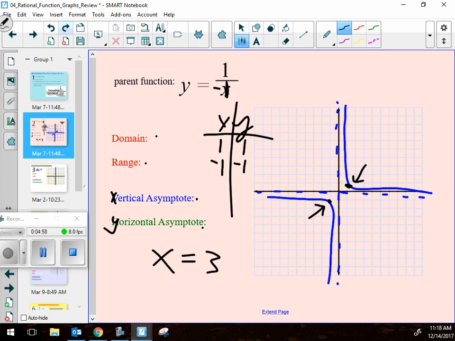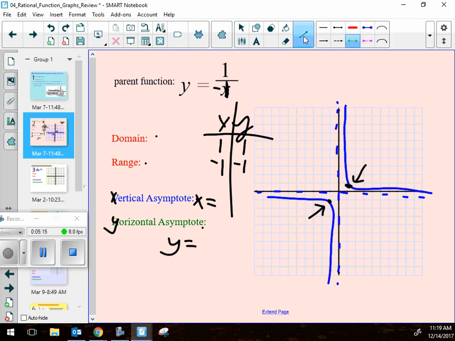So the vertical asymptotes are the x equals things. The horizontal asymptotes are the y equals things. Now, where are they right now? Well, they're both at 0, so it's kind of hard to tell them apart. But vertical, do you get vertical if you talk about somebody's vertical leap? A vertical asymptote is this kind.